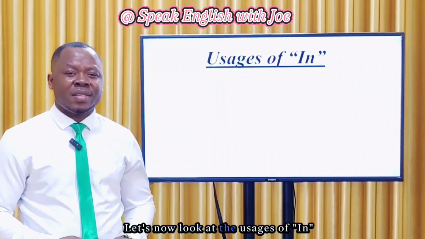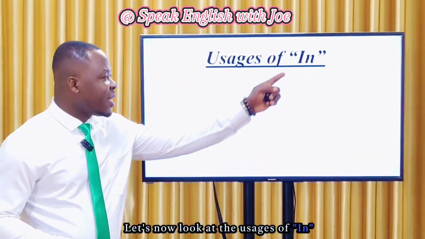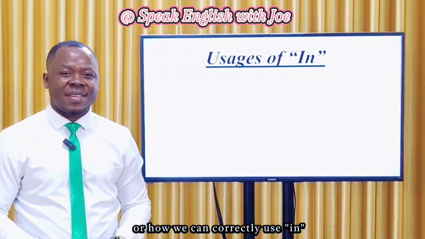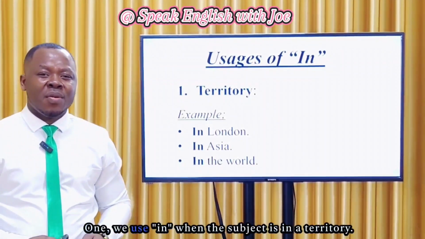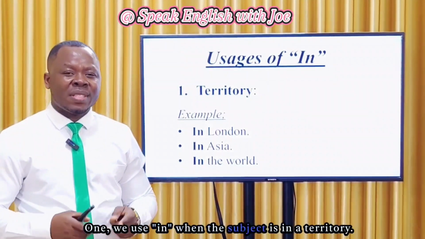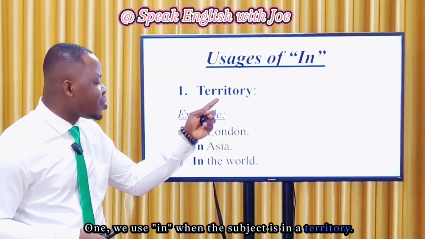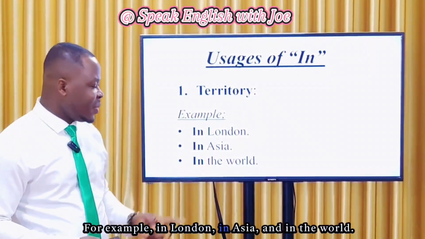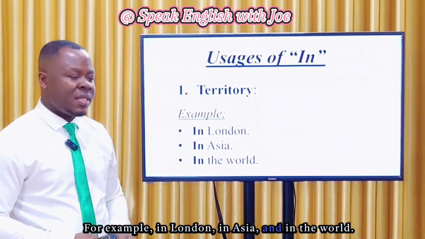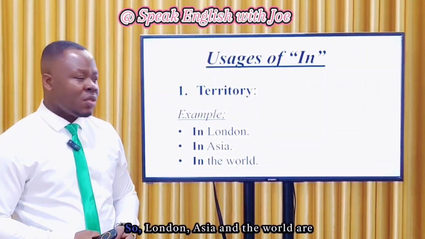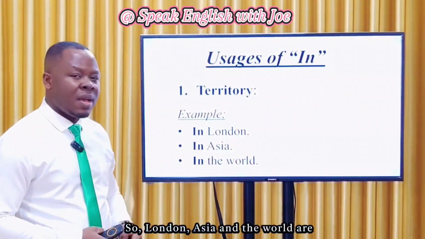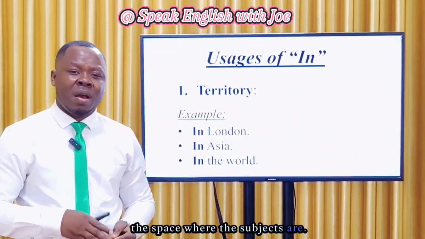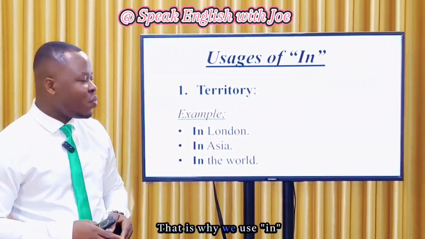Let's now look at the usages of in, or how we can correctly use in. 1. We use in when the subject is in a territory. For example, in London, in Asia, and in the world. So, London, Asia, and the world are the space where the subjects are. That is why we use in.